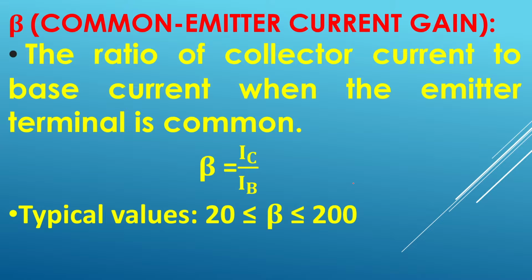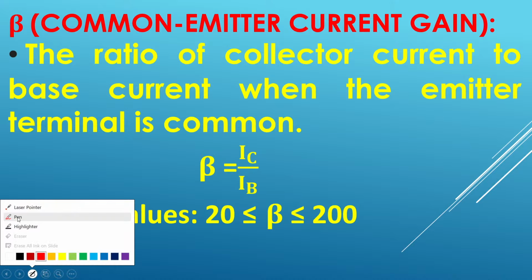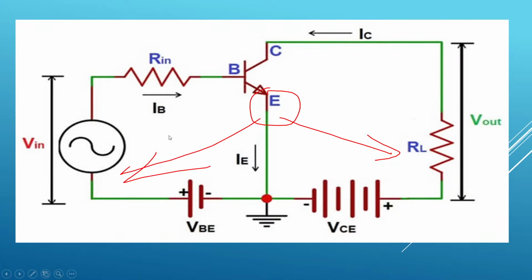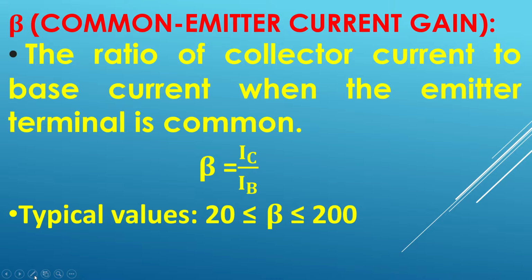So the common emitter current gain is the ratio of collector current to the base current when the emitter terminal is common. Beta is determined for the circuit in which the BJT is connected in such a way that its emitter is common to both input and output.